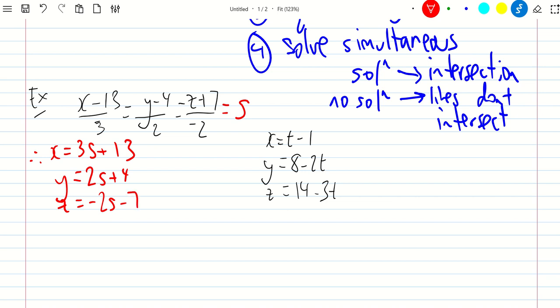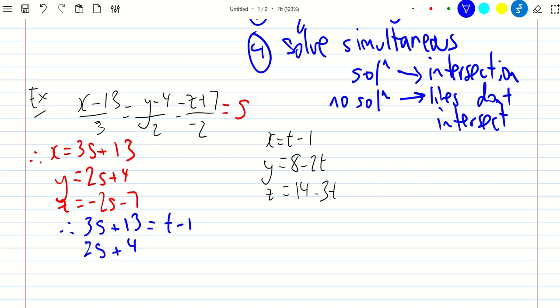Okay, so we now have our two equations, two lots of parametric equations. And so now what we want is the same x, y, and z values in here. So that's what we need to solve for now. Okay, so here we go. We've got 3s plus 13. We want that to be equal to t minus 1. That's the x values for each.